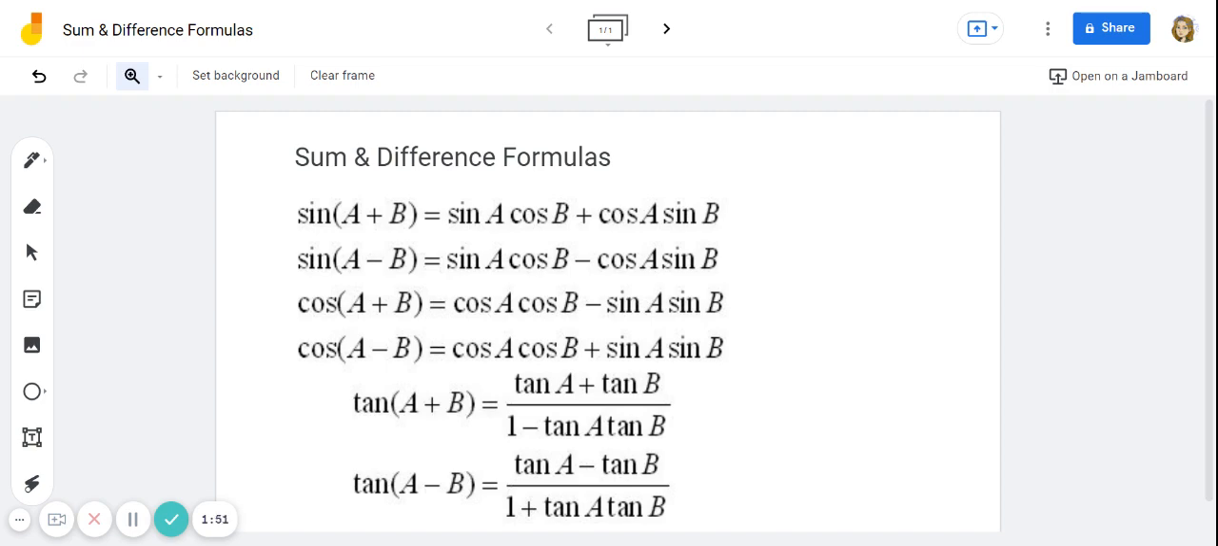And notice that you start out with the same symbol that you have. So when we have tangent of A plus B, then the top has an addition. When we have tangent of A minus B, the top has subtraction. And so those follow the same signs, and then the bottom is the opposite sign. Okay, that's kind of an easy way to keep track of which one you use. Okay, so let's start talking about what these look like when we're actually going to use them. And if you need to pause to make sure to write these down, feel free to do so.